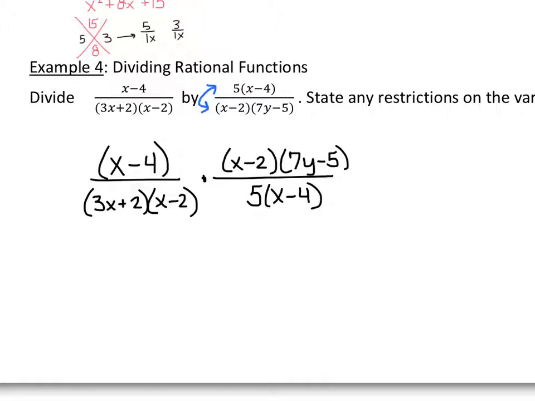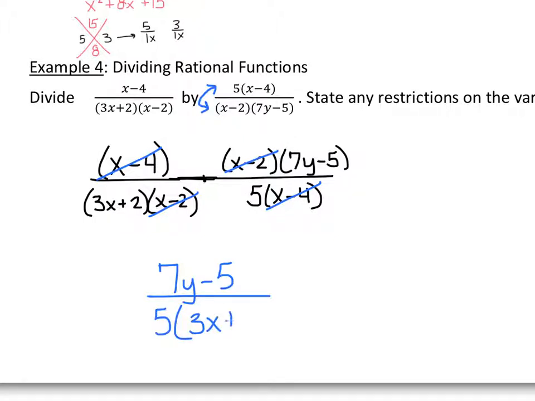So remember, when you multiply fractions, it's like one big fraction. So we can cancel 1 there and there. So our simplified version will be 7y minus 5 divided by 5 times 3x plus 2. And again, in the pre-AP classes, I'm going to want you to go ahead and distribute that.